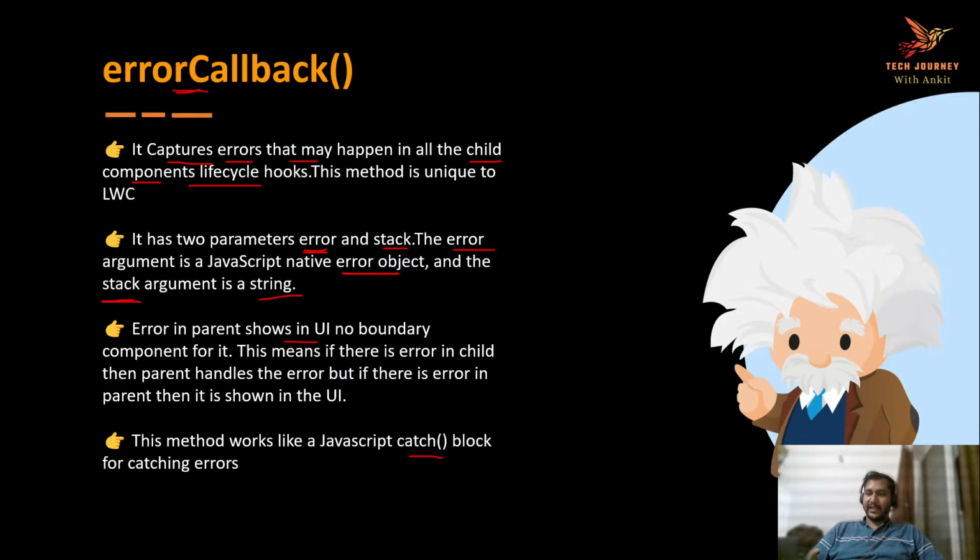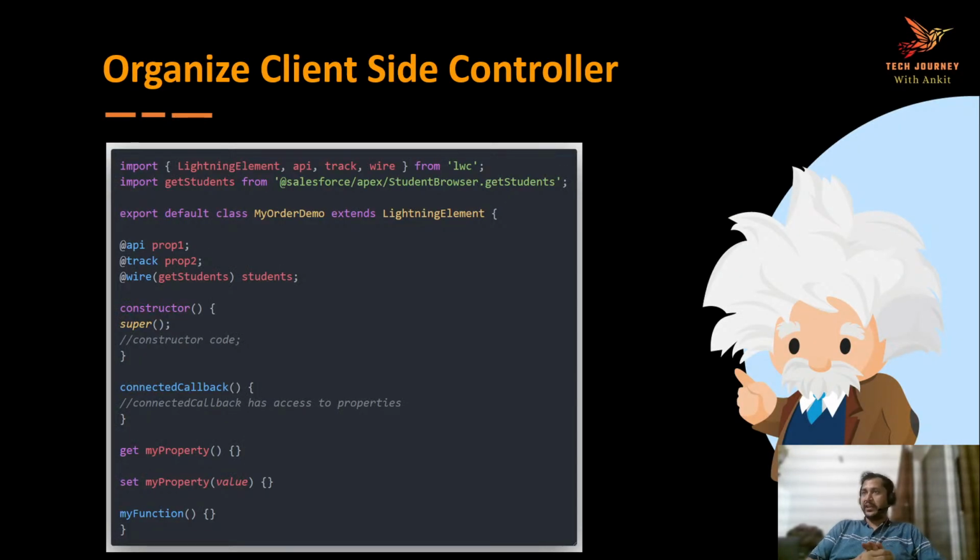Now there is one last slide that I want to present here about how you should organize your code in the client side controller. What are the different best practices that Salesforce recommends to organize the code inside the client side controller? Because we have seen there are too many things, like we have the decorators, the lifecycle methods, the getters and setters. We also write our own customized methods as well. So what kind of sequence should we follow as per Salesforce?